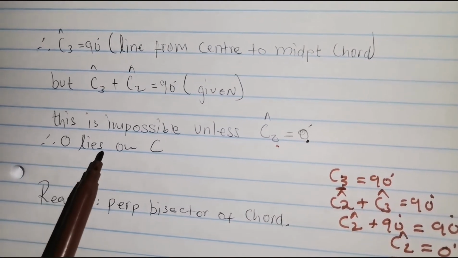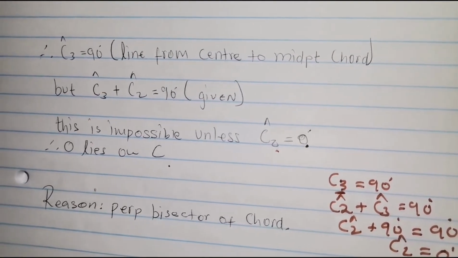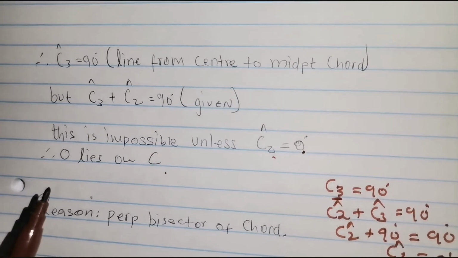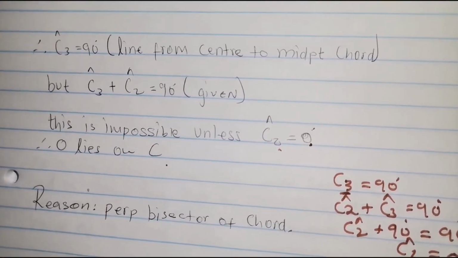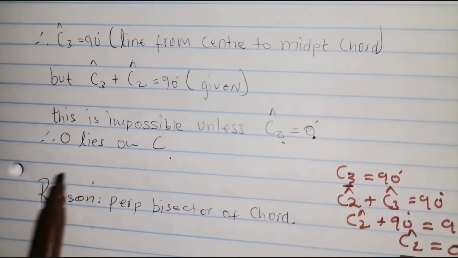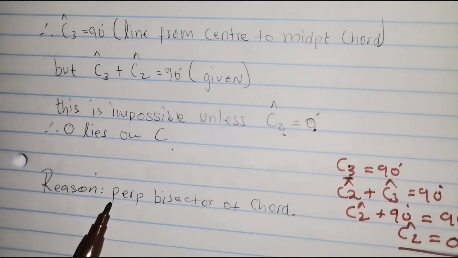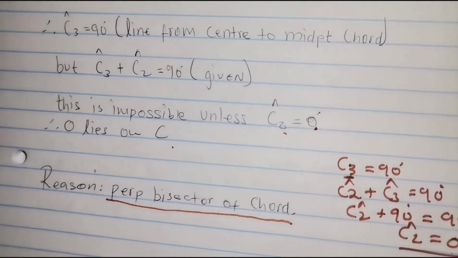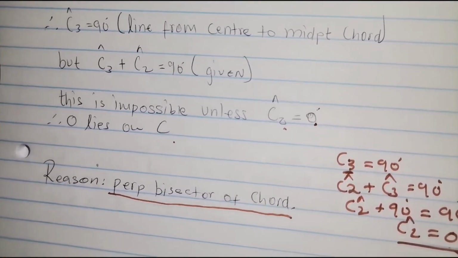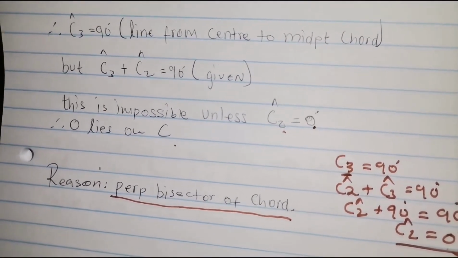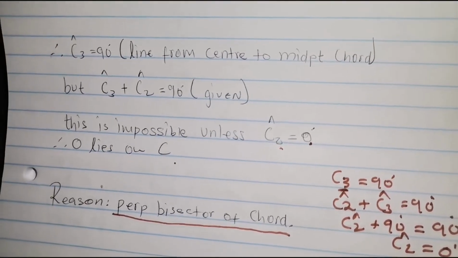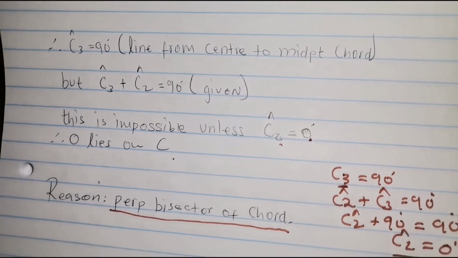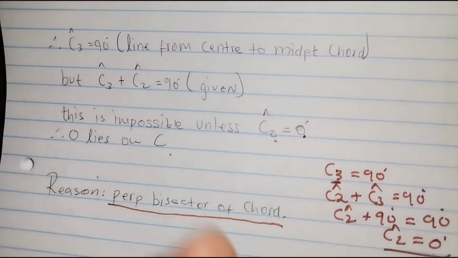Therefore, O lies on TC. This is going to be true if C2 is equal to 0 degrees. Therefore, O lies on TC. Reason: perpendicular bisector of a chord. So guys, this theorem, I will not dwell too much on it because I don't think it is examinable according to my experience, but for the sake of safety, just understand what is happening here.